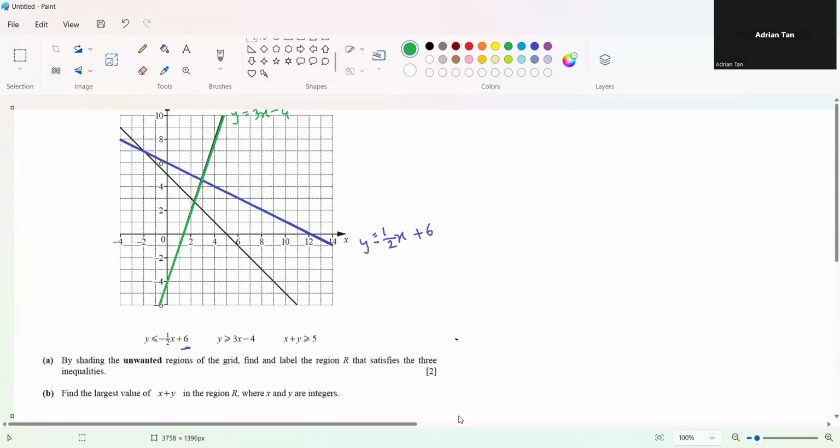And finally, the last line, I don't need to even look at the equation because this is the only thing left. So it's just x plus y equals 5, right? So we have our 3 line equations here.